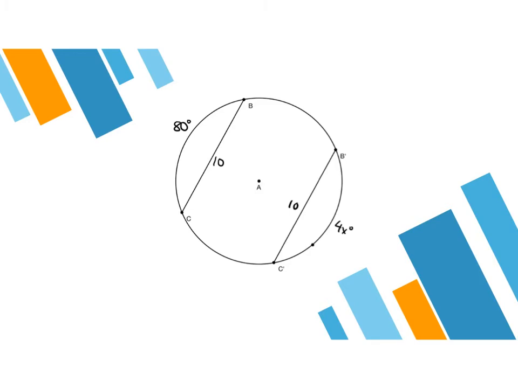So in this example, I'm told that both chords are 10, which means the arcs have to be the same as well. So 80 has to equal 4x. When I divide by 4 to isolate x, x is 20.